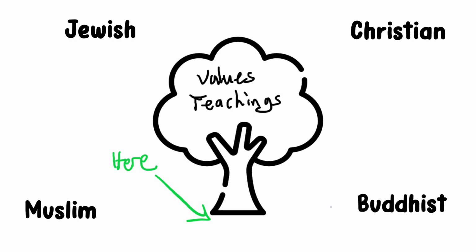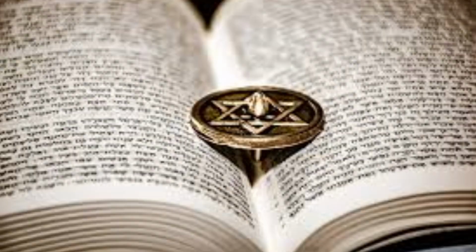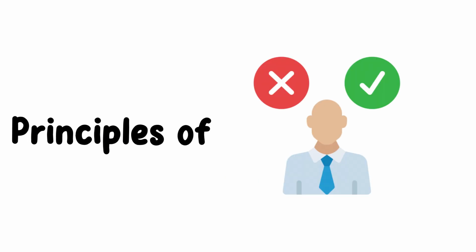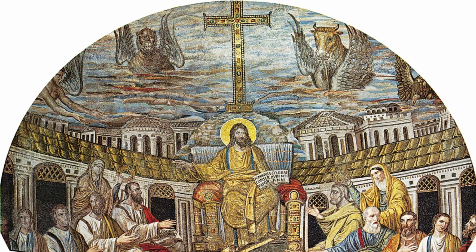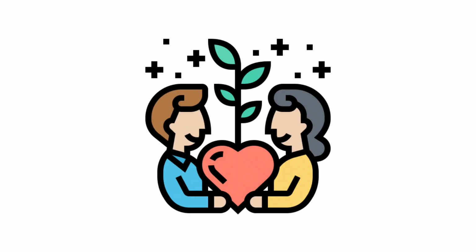traditions around the world. Religious ethics often draws from sacred texts, scriptures, and teachings of religious figures to provide moral guidance for believers. These teachings outline principles of right and wrong conduct, as well as virtues to cultivate and vices to avoid. For example, in Christianity, the Golden Rule, do unto others as you would have them do unto you, emphasizes the importance of treating others with kindness and compassion.